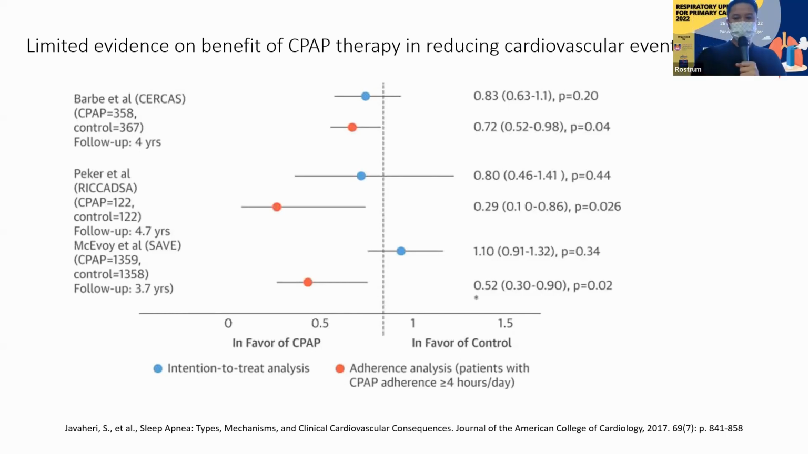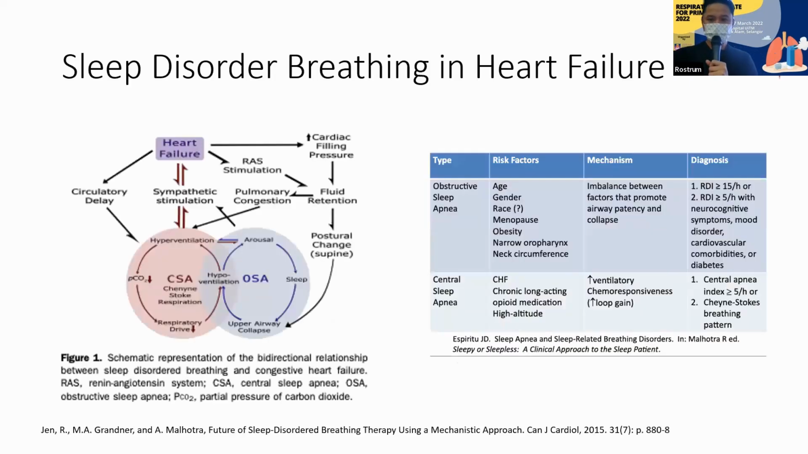So in summary, there is a strong association between OSA and coronary heart disease, particularly nocturnal angina and nocturnal ACS. There is still limited evidence on the benefit of CPAP therapy in primary or secondary prevention of coronary heart disease events. So moving on to OSA and heart failure.